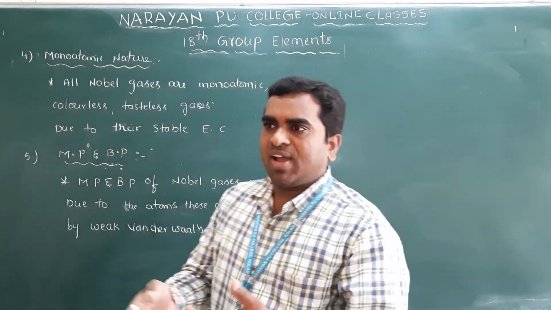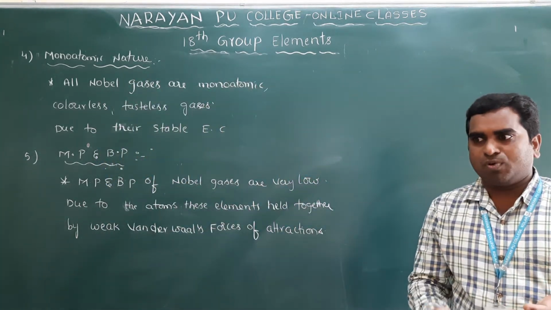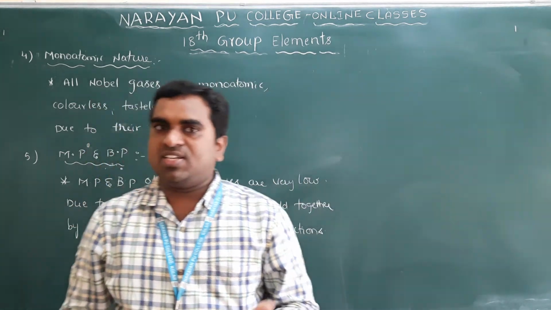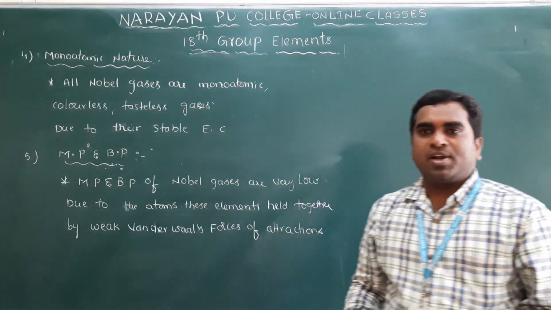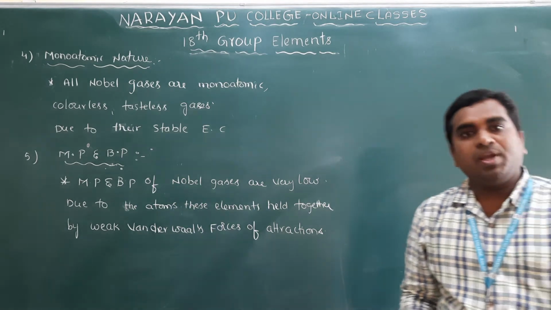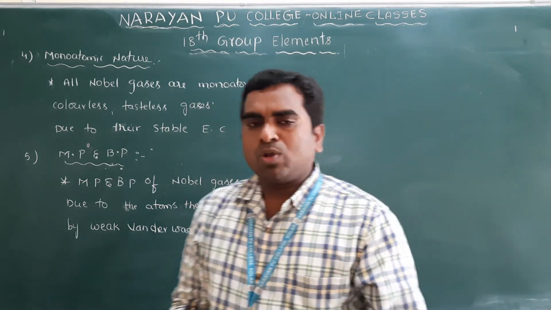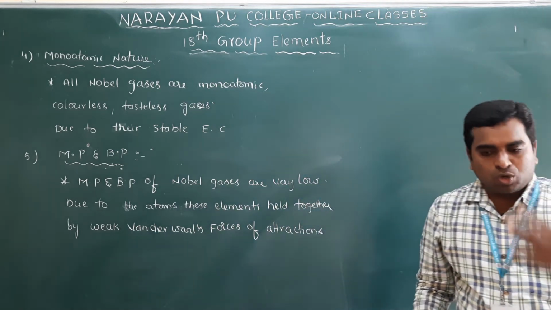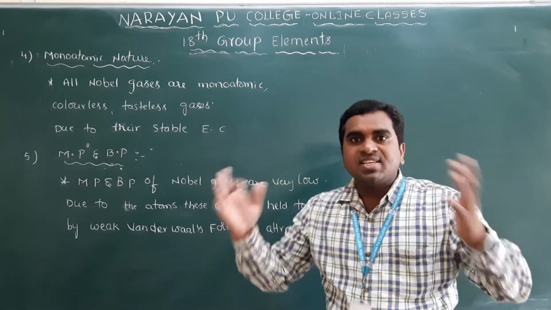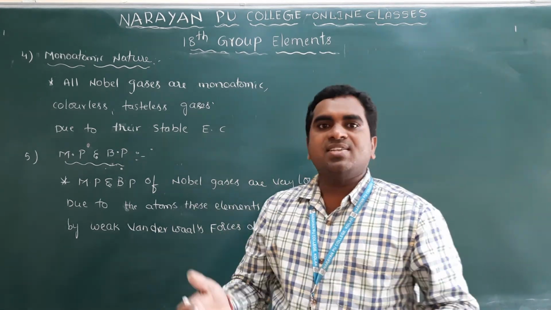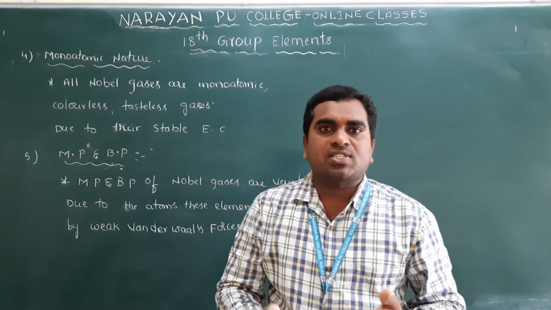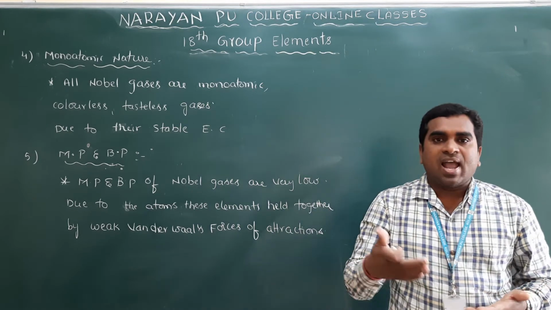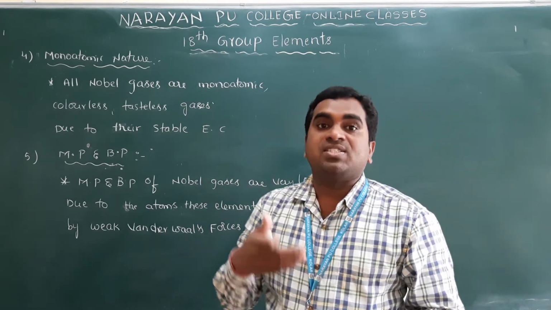So when they are held by very weak van der Waals attraction forces, to break them we need not supply much energy. So that's why their boiling and melting points will be low. Clear? But as we are moving down the group, as the size increases, the magnitude of van der Waals forces also increases, and automatically melting and boiling points increase.